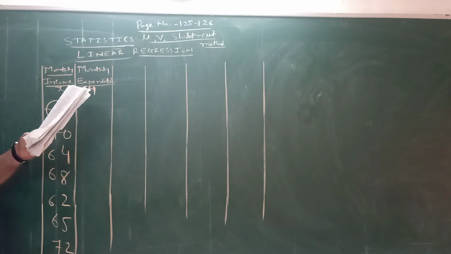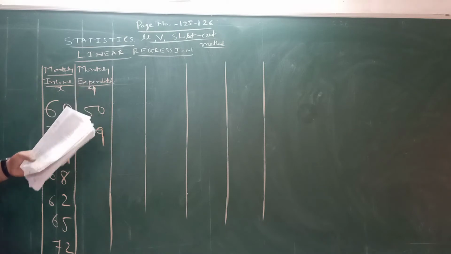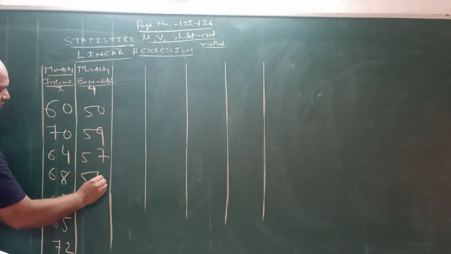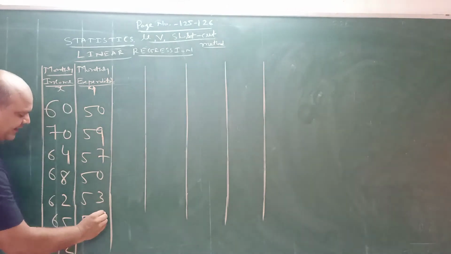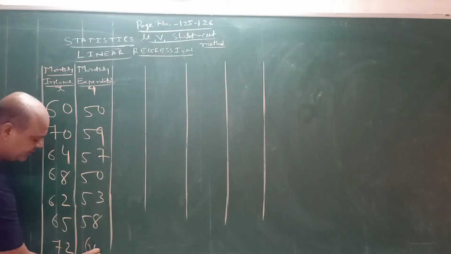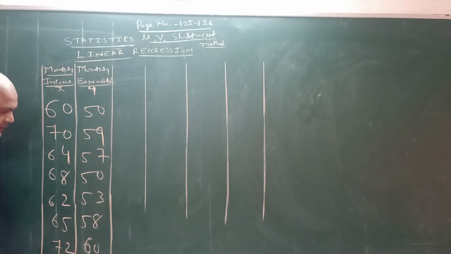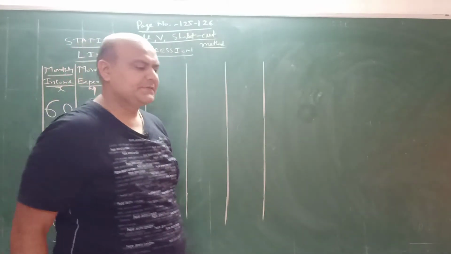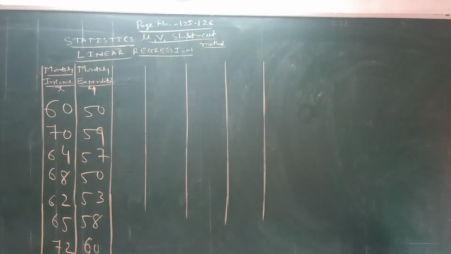While in monthly expenditure it is 50, 59, 57, 50, 53, 58 and 60. These are the observations provided in the question, my dear friends. Now the question arises in our mind, sir, which method we have to apply to solve this particular sum or this particular question.